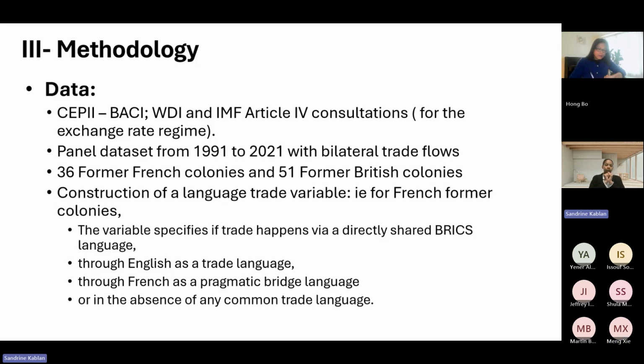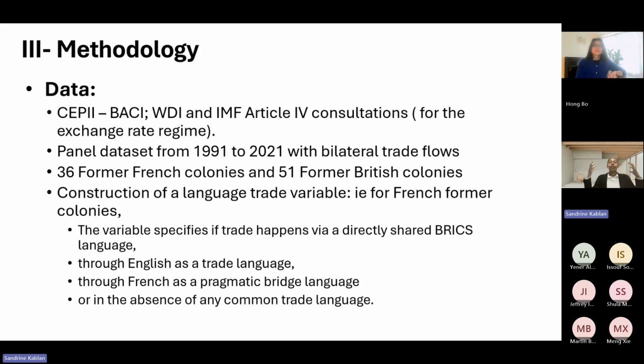What I am going to do is to begin with the methodology, and I will first talk about the data. Our main source of data is the CEPII BACI database, which is a database related to bilateral trade flows between countries. We also use the World Development Indicators and the IMF Article IV consultation for the exchange rate regime. Our panel data set spans 1991 to 2021.